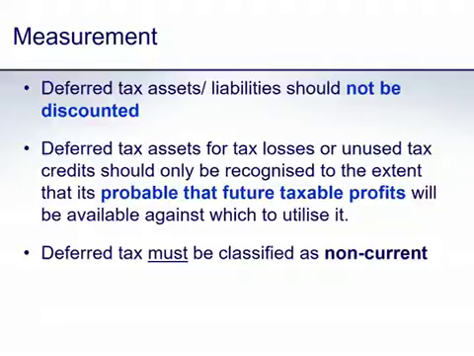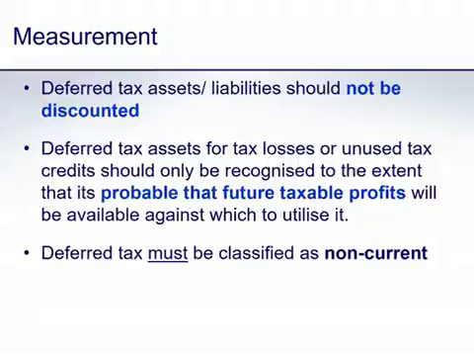Just to repeat again, any deferred tax assets are only recognized to the extent that it is probable that there will be future taxable profits available against which to utilize it. On that point, if an entity has recognized a deferred tax asset and has incurred losses in either the current or preceding period, IAS 12 requires the nature of the evidence to support the recognition of the deferred tax asset to be disclosed.